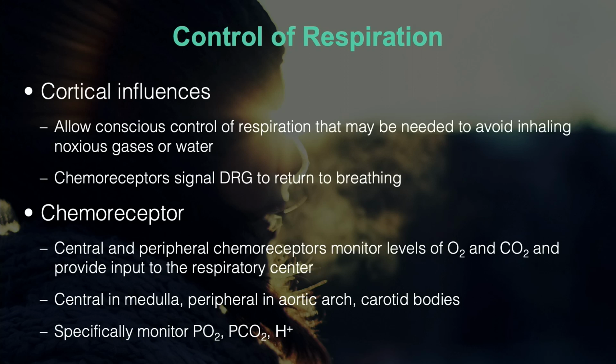So we have two groups of chemoreceptors, what we call central chemoreceptors and peripheral chemoreceptors, and they both relay information to the respiratory centers.